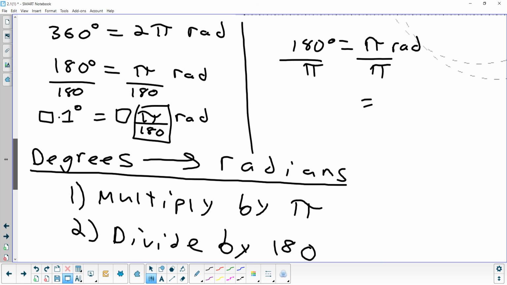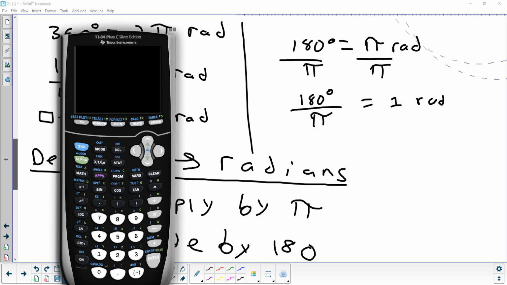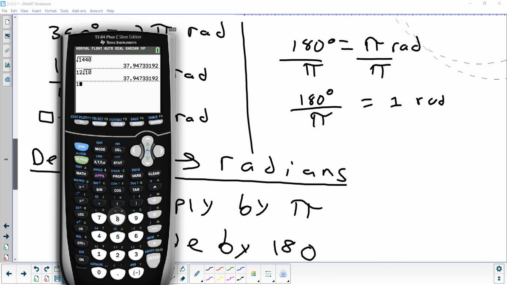You like formulas with a 1. 1s are nice and easy to work with. It says 1 radian equals 180 over pi degrees. And if you wanted to know what that actually is, you could type it in. 180 divided by pi, that means 1 radian is about 57 degrees, if you round it off.